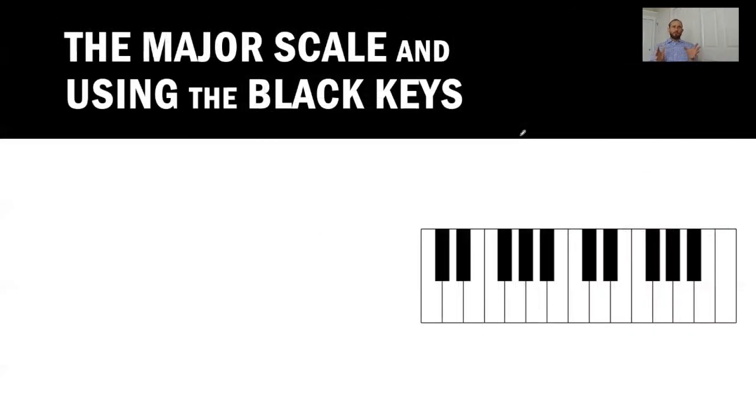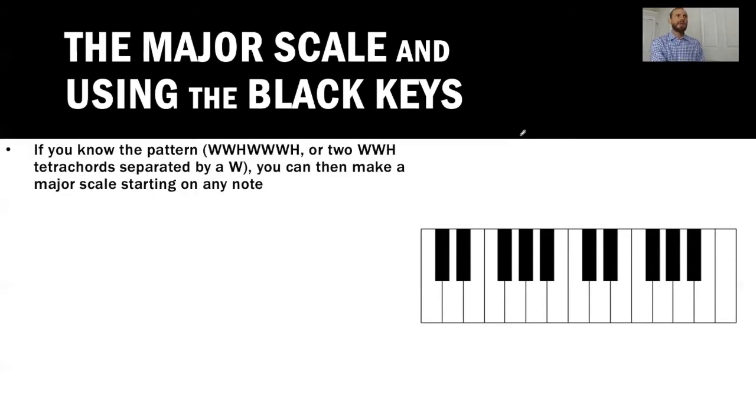Now let's take this form of the major scale and start using it in different ways. We could start it on a different place. For example, if you know the pattern of 2 whole, whole, half tetrachords separated by a whole step, you can then make a major scale. Well, what do I mean by you can make a scale anywhere if you know this form? Well, this is where we're going to start using the black keys.